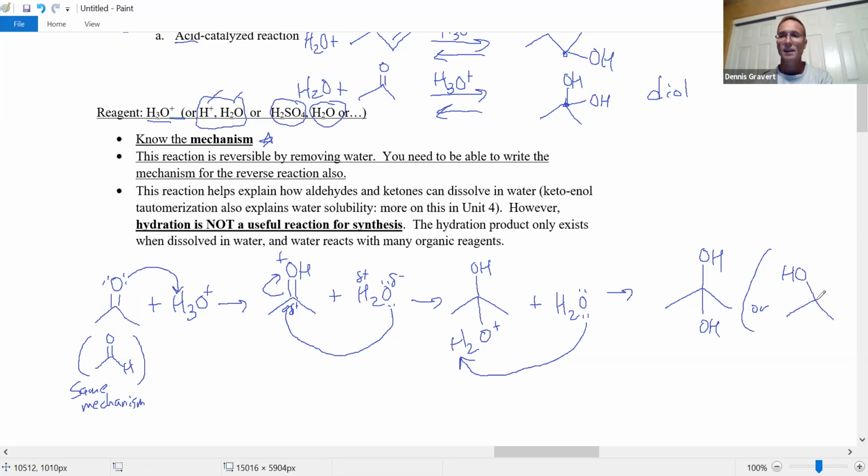And you get to decide how you want to draw the diol. These two are exactly the same molecules, right? There's a middle carbon with two OH groups. Middle carbon with two methyls.